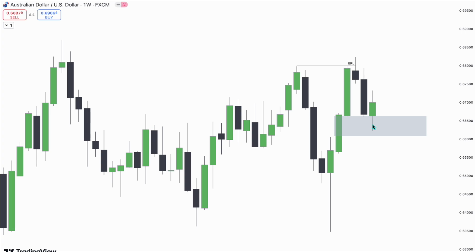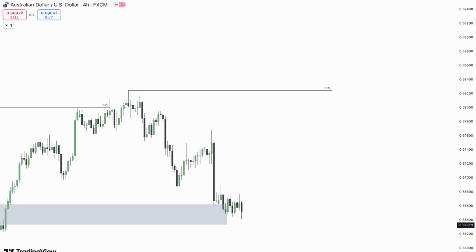Now, if the price continues the upward trend, where is our new external range liquidity? It's right here, so we'll mark that as well. Now let's drop down to the 4-hour chart and see what happens. Here we are on the 4-hour chart.